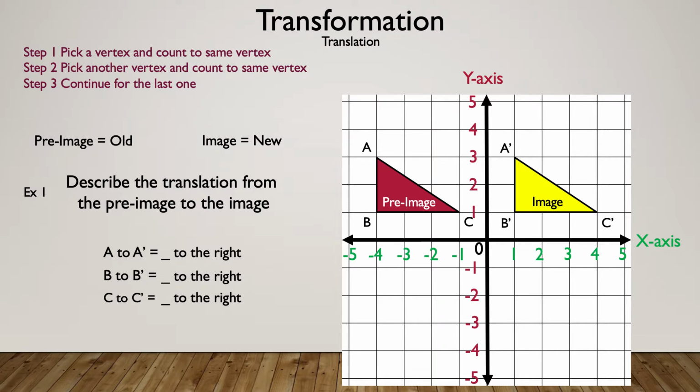Let's go ahead and read example 1. Describe the translation from the pre-image to the image. So the pre-image is on the left, the image is on the right. So now we are going to the right. Let's go ahead and get started.